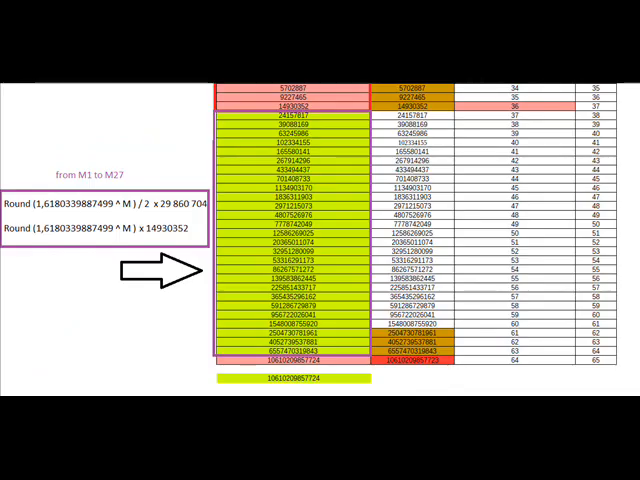For the last sequence, one uses the equation 1.6180339887499 to the power of m multiplied by 149303552, of course all rounded up. The sequence begins in 2415717 and goes up to 6557470319843. The positions used range from 1 to 27. The same method is used for the last sequence.